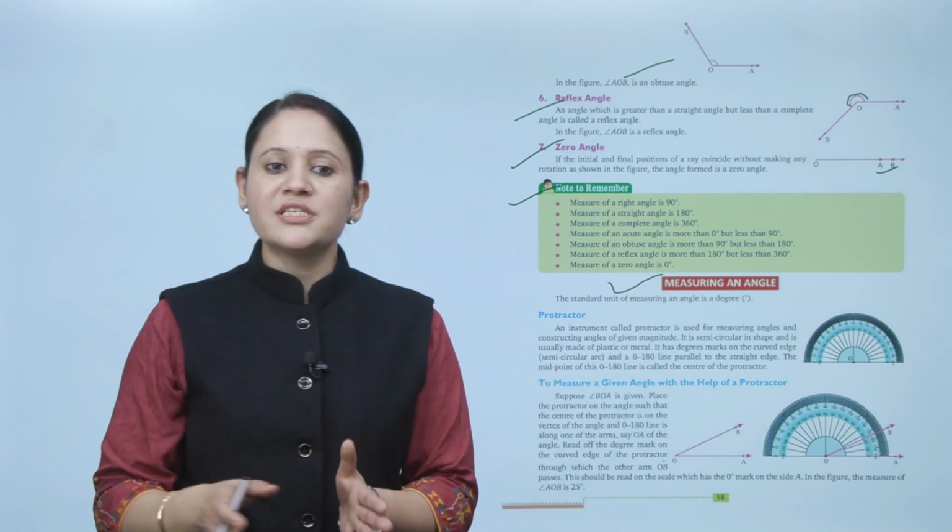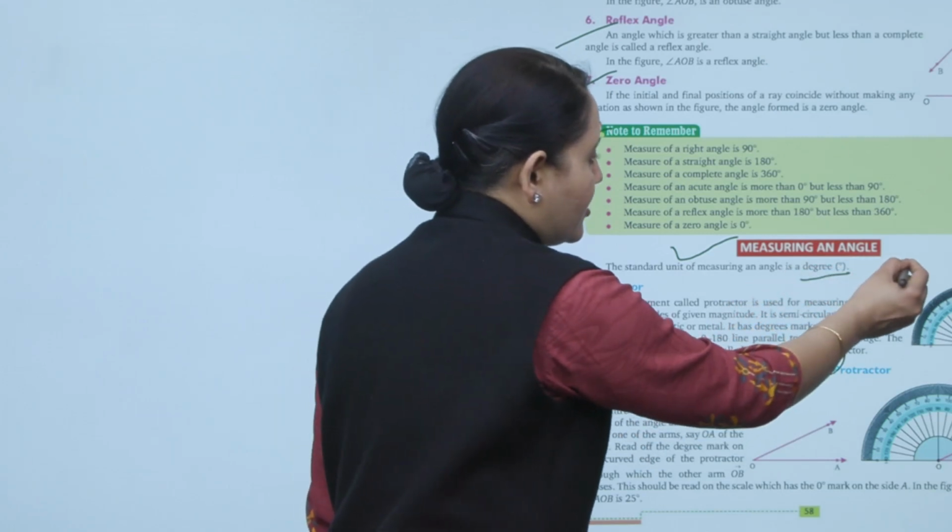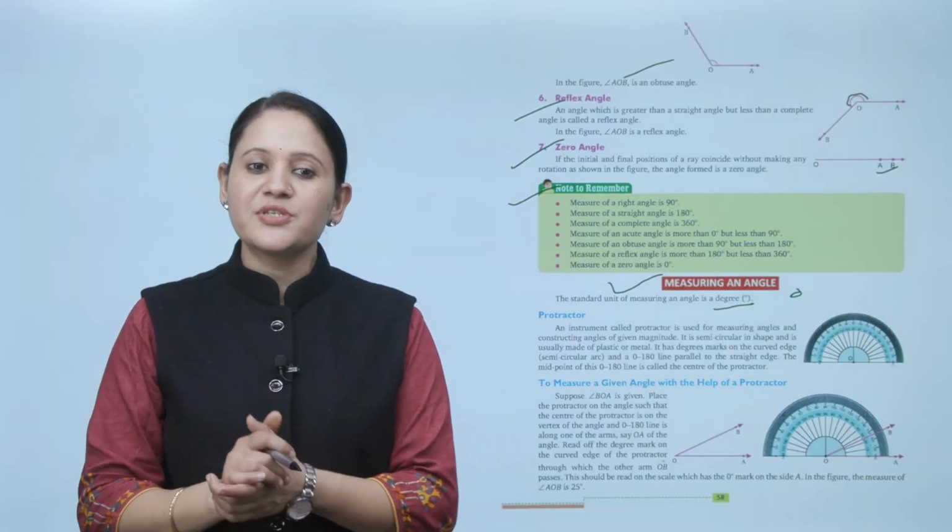Now we will learn how to measure an angle. The standard unit of measuring angle is degree. Degree is the standard unit for measuring angles. Next is protractor.